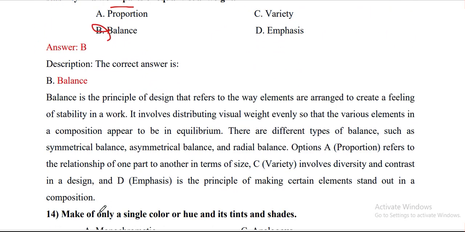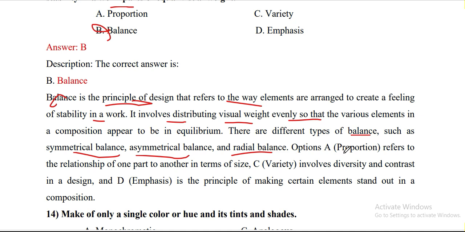Balance is a principle of design that refers to the way elements are arranged to create feelings of stability in a work. It involves distributing visual weight evenly so that various elements in a composition appear to be in equilibrium. There are different types of balance, such as symmetrical balance, asymmetrical balance, and radial balance.